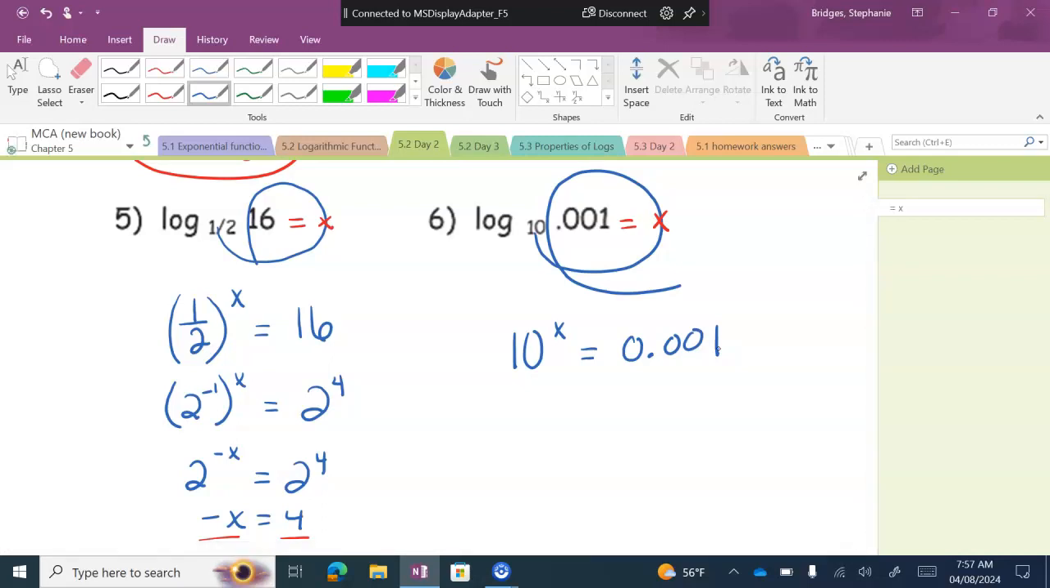So I have 10 to the x power equals that decimal point 001. I got a whole number and I got a decimal. What's another way we can write a decimal? We can write it as a fraction. Okay, so let's think about this. What place value is that one in? That's the tens. That's the hundreds. That is the thousands. So what I'm going to do first is I'm going to rewrite that as 1 over 1,000.